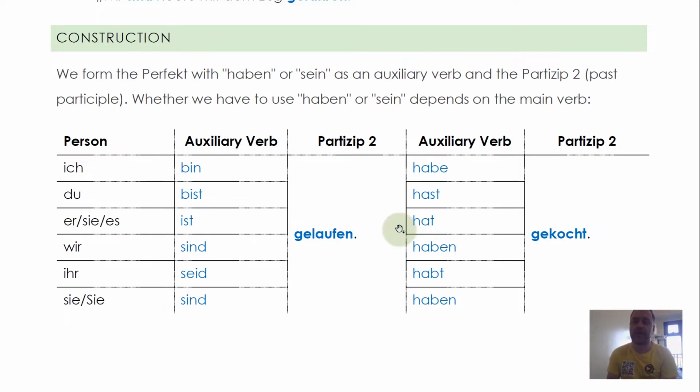If you don't know what the past participle, Partizip 2, is, there is a video for you that I will link here in the info cards, where I will explain how to create the past participle Partizip 2 in German.